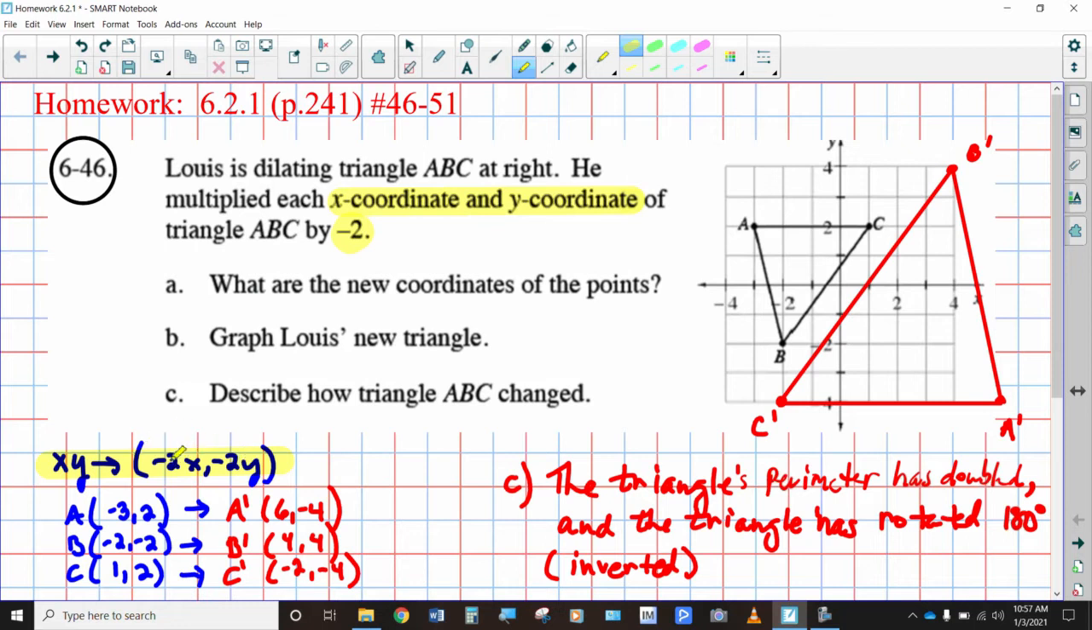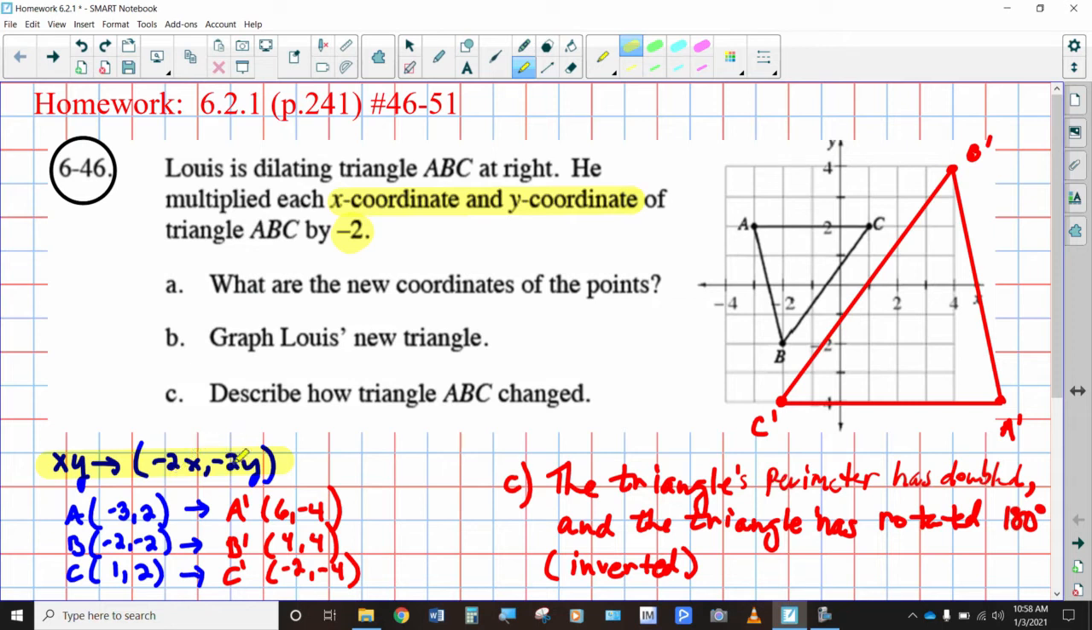So when you multiply times any number that has an absolute value that's greater than 1, your shape is going to get bigger. If you multiply anything times 1, it's going to stay the same, and anything between 0 and 1 is going to be a fraction multiplier, which is going to result in your figure getting smaller. The fact that this is a -2 means something else is going to happen as well, but it's definitely going to get bigger.